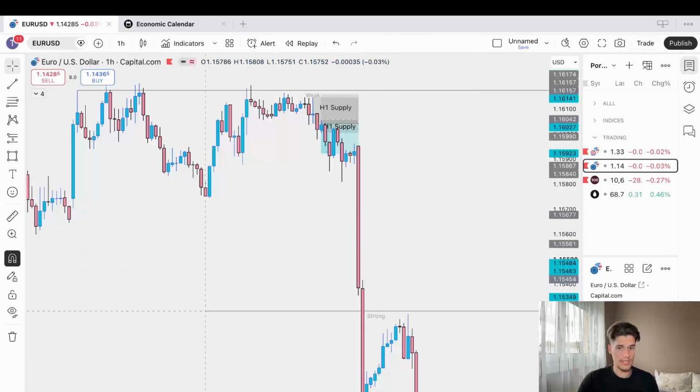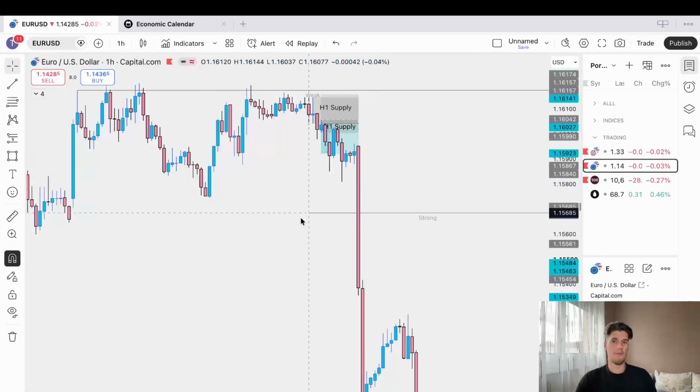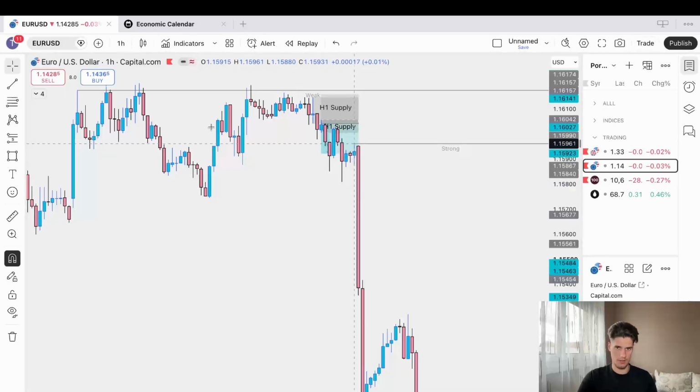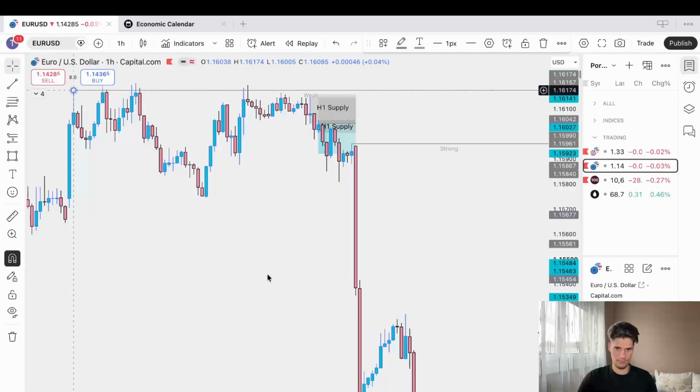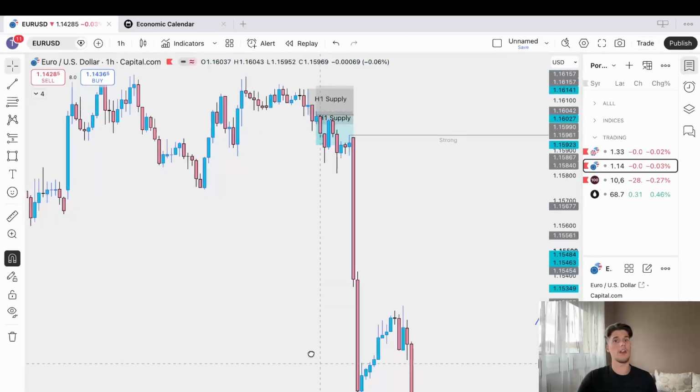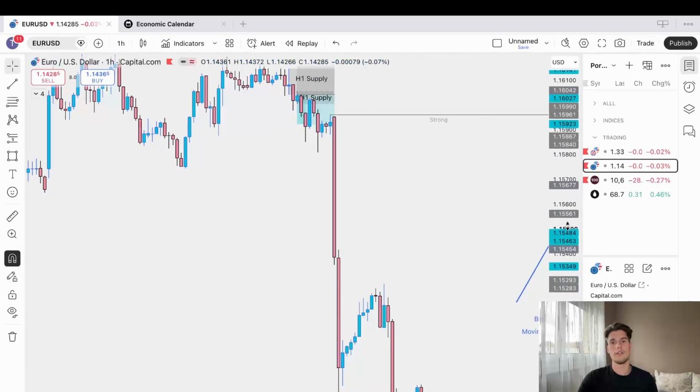The low is here and the high is right here, but our structure lines changed again, because here is the strong part of the market and here it is the weak part of the market, because right now we are in a bearish trend.